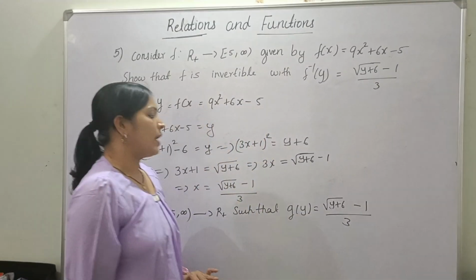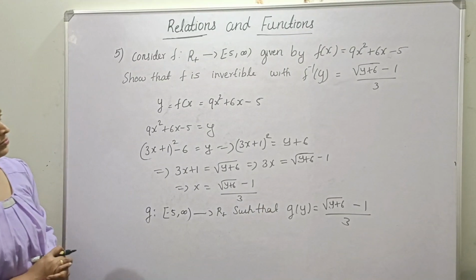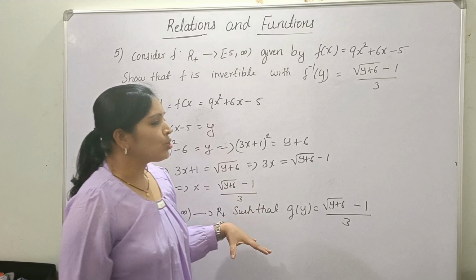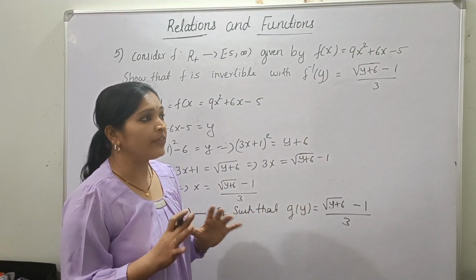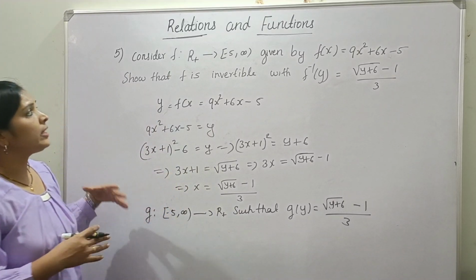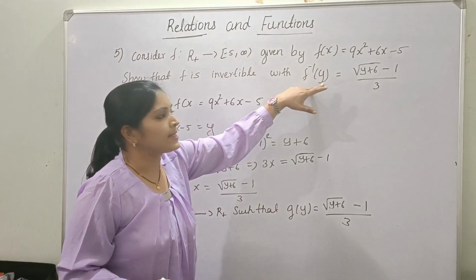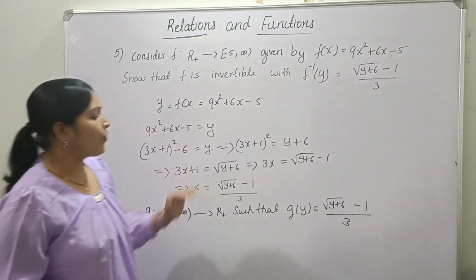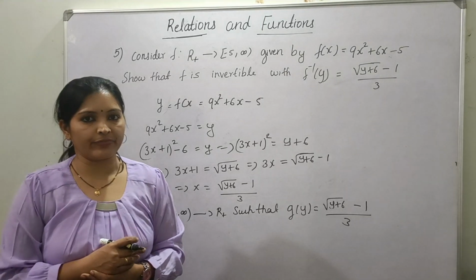So it belongs to R plus. Okay, next we have to check whether this function is one-one and onto. Then only we can say this function f is invertible, with f inverse of y equal to this one. So for that, let us find f composite g and g composite f.